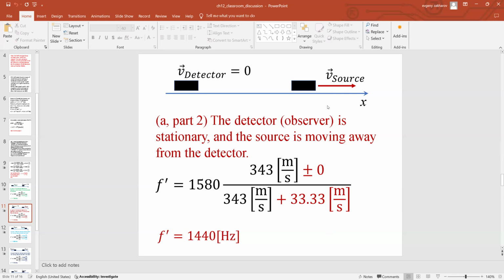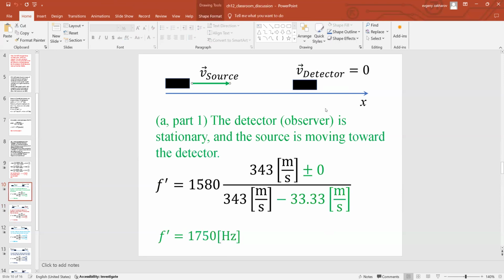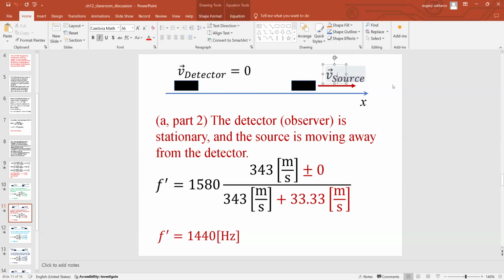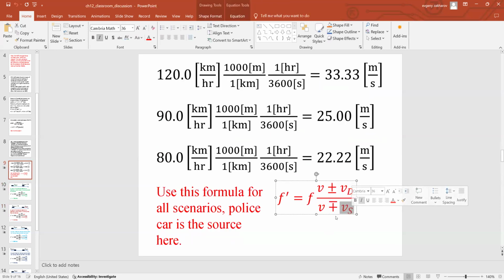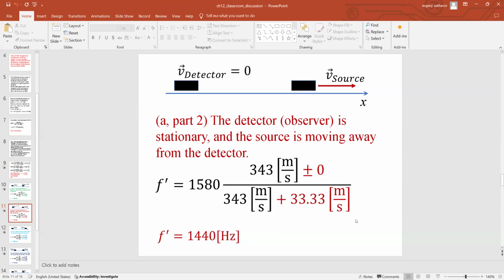And now it's the source that is going away, right? It was the source that was going towards. Now the source is moving away. And it's the same formula, but now with the source going away: towards, away, towards, away. So away is the plus option in this formula. So you go with the plus, not the minus. You do the math.